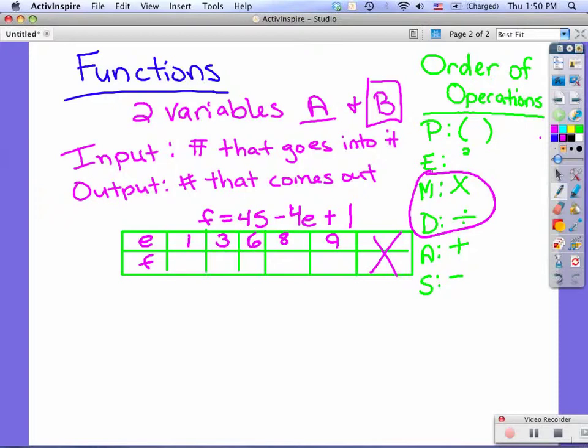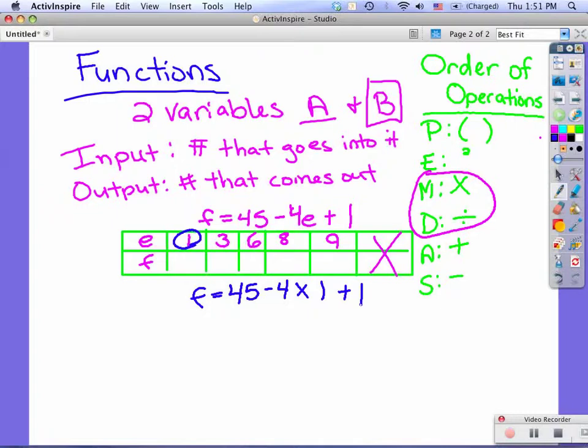What's the first step that I'll need to do on this problem? Find out what e is. Okay, find out what e is. So this is what you need to do on your papers. It takes time, but my output is going to be f, and it's going to equal 45 minus 4 times, what's my first e? 1 plus 1. So what's the first thing I do to solve it now?